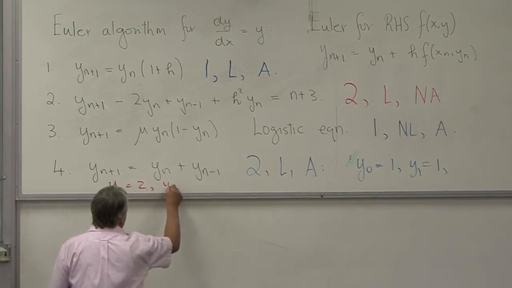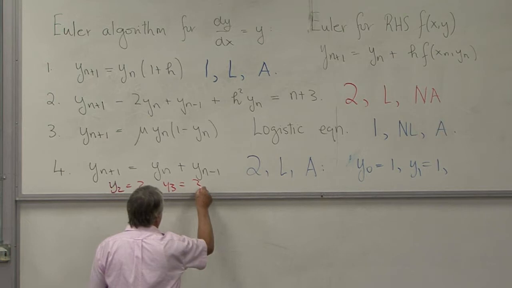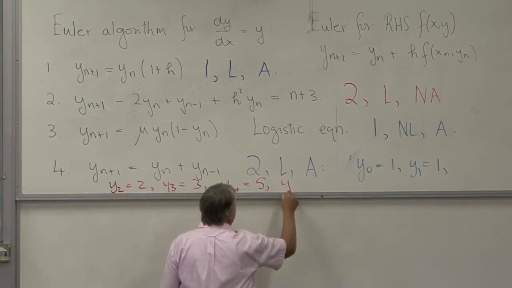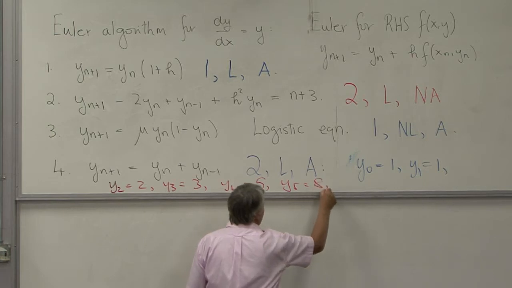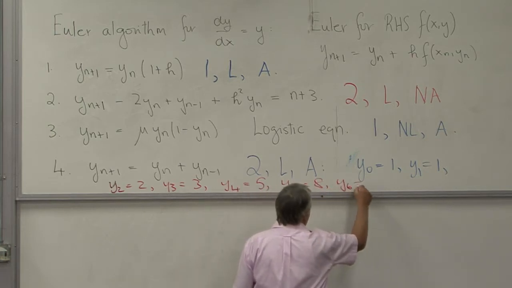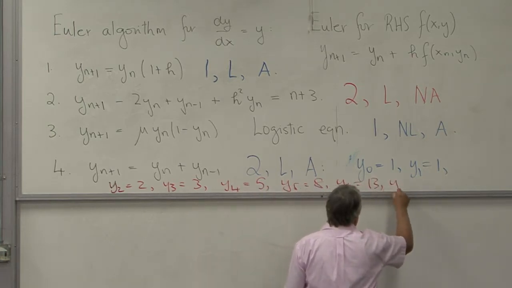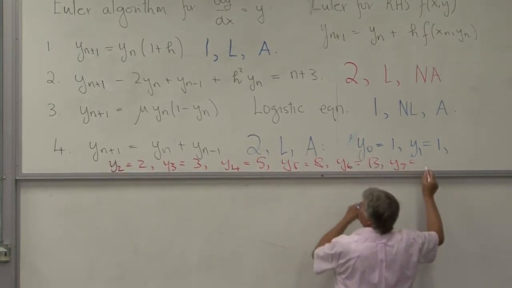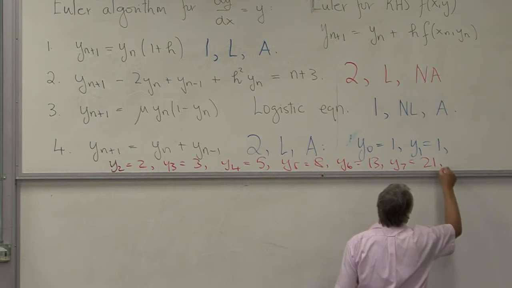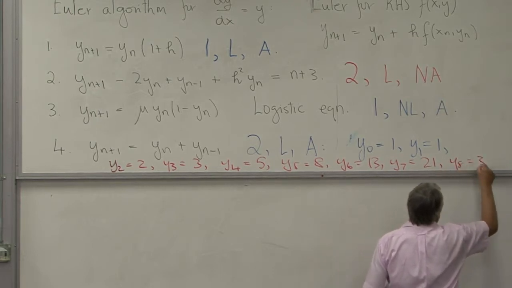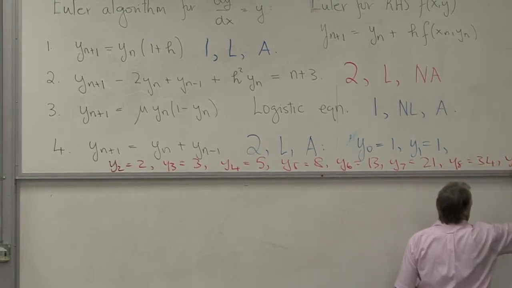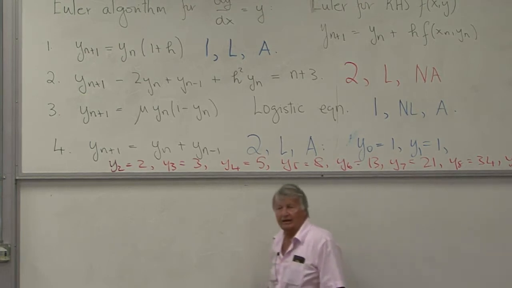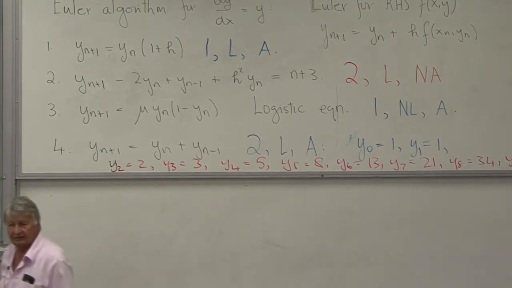What's y3? 3. What's y4? 5. What's y5? 8. What's y6? What's y7? 21. What's y8? What's y9? Toshi, does this strike any chord with you?